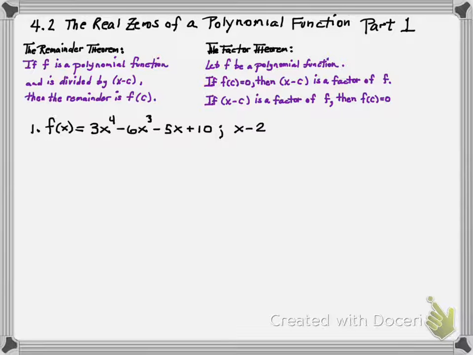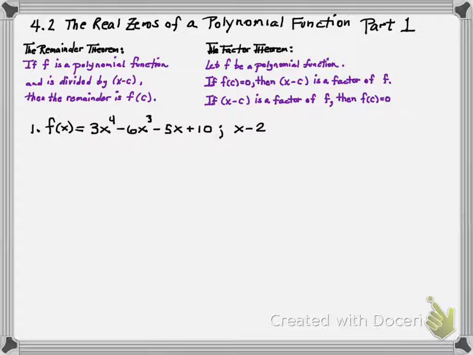Okay, 4.2, the real zeros of a polynomial function, part 1. All right, we're going to go over two theorems today. The remainder theorem, which says that if f is a polynomial function and is divided by x minus c, then the remainder is f of c.